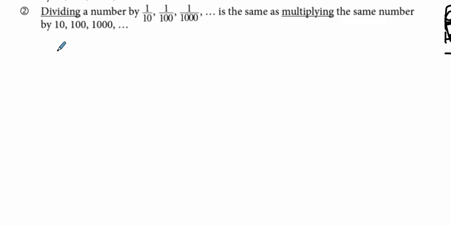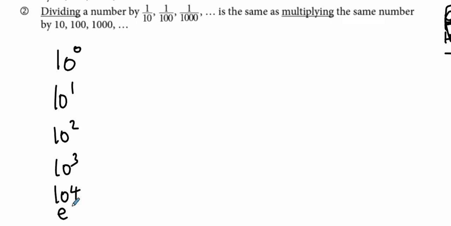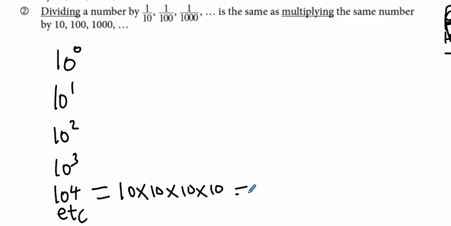If you have 10 power 0, 10 power 1, 10 power 2, 10 power 3, 10 power 4, and so on, these are what we call powers of 10. Let us start with 10 power 4. 10 power 4 means 10 times 10 times 10 times 10. So what is 1 times 1 times 1 times 1? The answer is 1. Then how many zeros do you have here? 1, 2, 3, 4. So 10 power 4 equals 10,000.